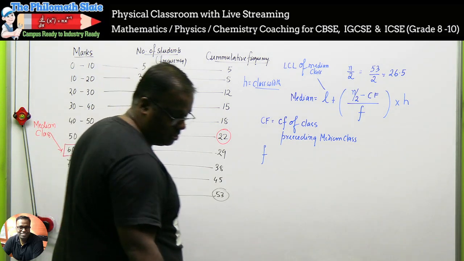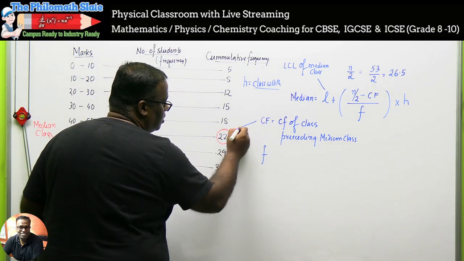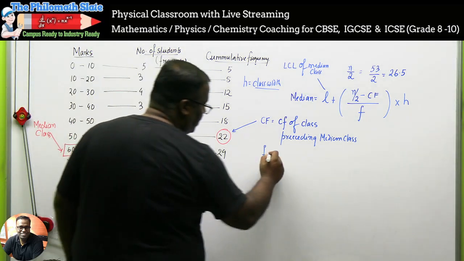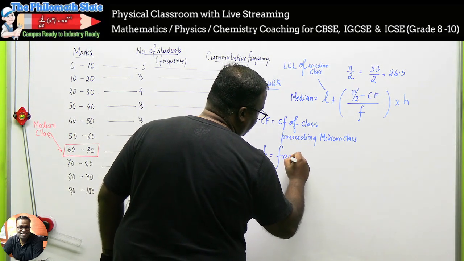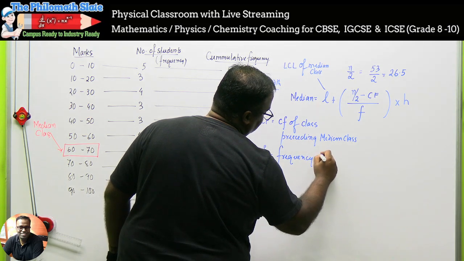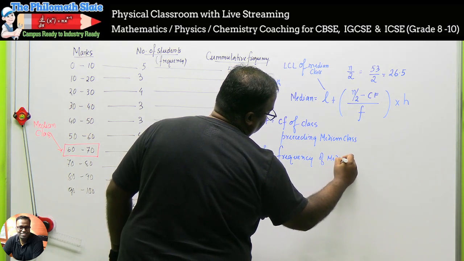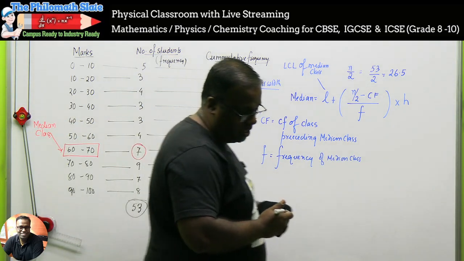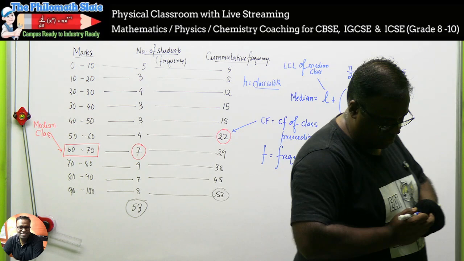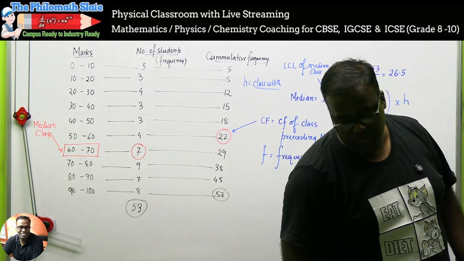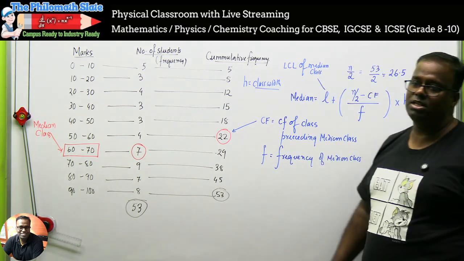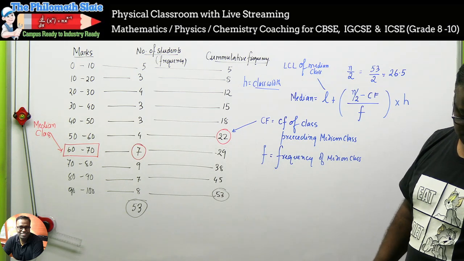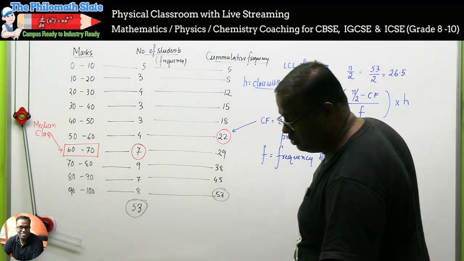Agreed? So CF pertains to the cumulative frequency of the class preceding the median class, and F is frequency of median class. So F ये हो गया. बस ये तीनों में मैच कराना है हमें. And assuming the class size to be equal, we are always taking H as the class width. ठीक है? Can we now substitute our values?